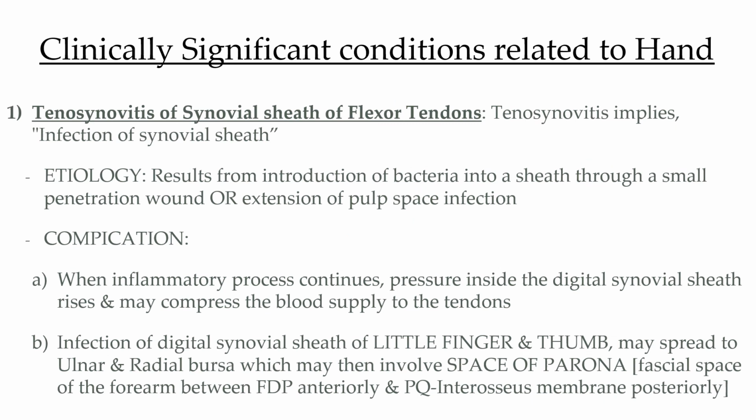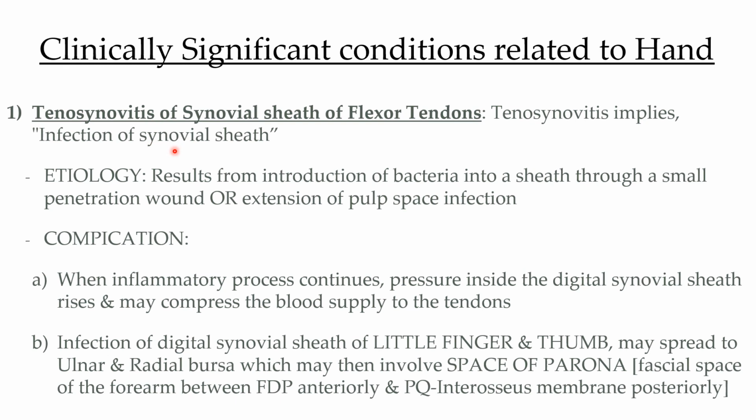Now let us learn about certain clinically significant conditions related to the hand. First is tenosynovitis of the synovial sheath of the flexor tendon. What do we understand by saying tenosynovitis? Tenosynovitis implies infection involving the tendon or the synovial sheath covering the tendon.